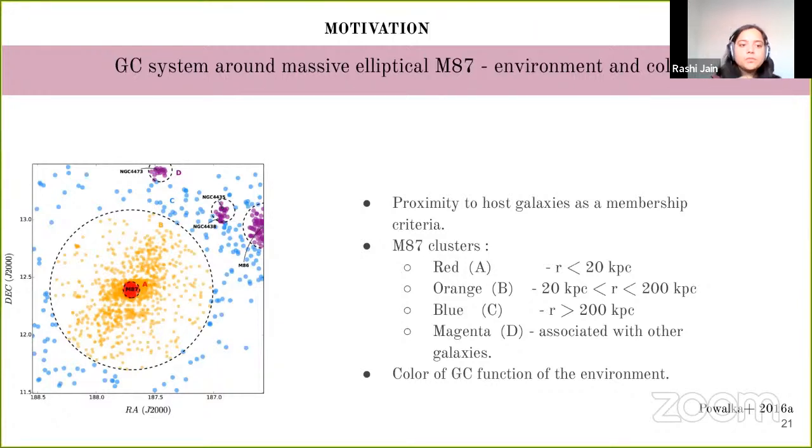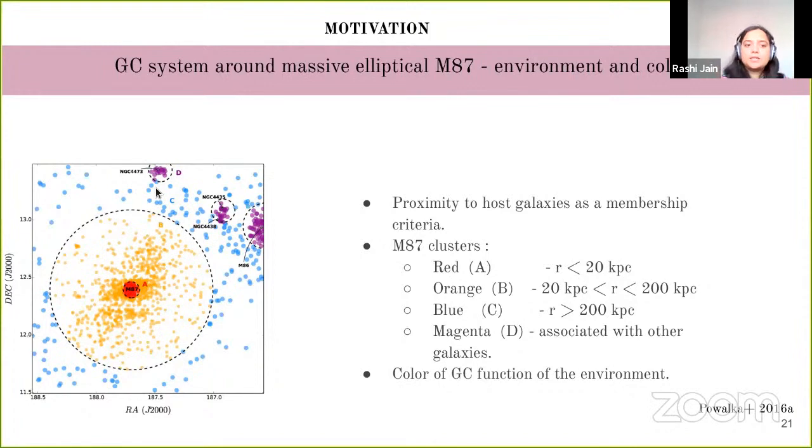So the authors observed the globular clusters around M87 in a field of around 1 degree by 1 degree, and they classified these clusters based on their location with respect to the central galaxy. So they classified these clusters into 4 groups: the central clusters, which are very close to the galaxy; the clusters which are in the outskirts of the galaxy; then clusters that belong to other spiral and lenticular galaxies in the field here, the magenta data points; and then the intracluster globular clusters.